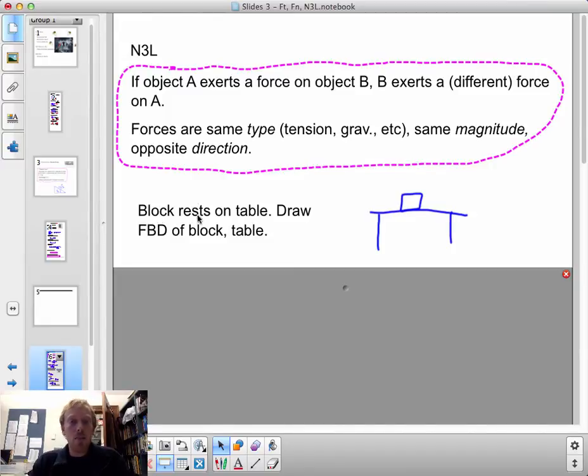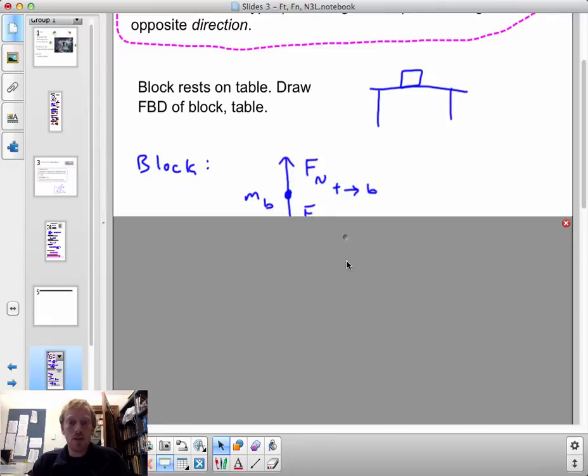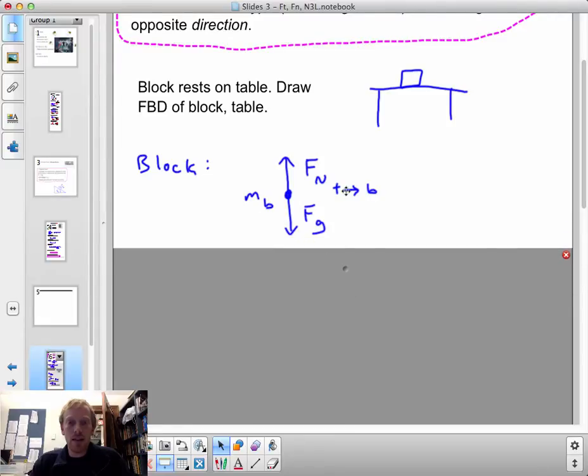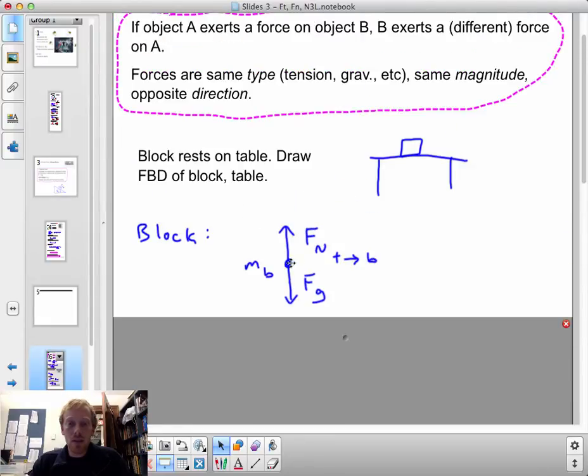Let's practice. A block rests on a table. See, there it is, there's a cartoon. Let's draw a free body diagram of the block and of the table. So here's the mass of the block. It's at rest. So there's a gravitational force down exerted by the Earth. There's a normal force up exerted by what object? The table. The table exerts that normal force upward on the block.